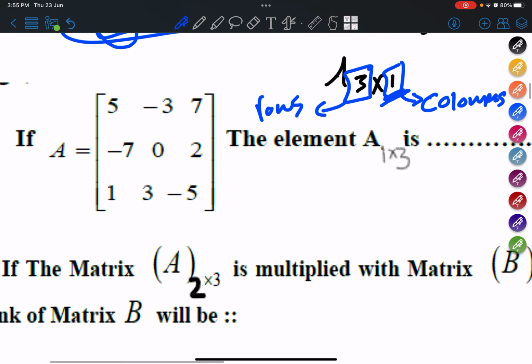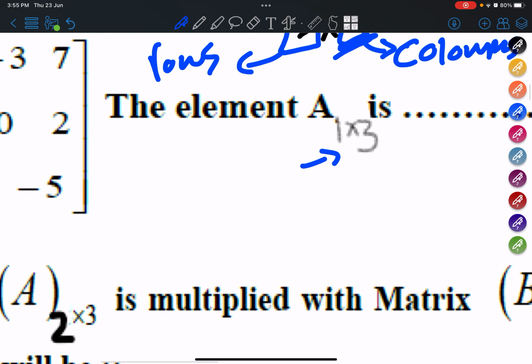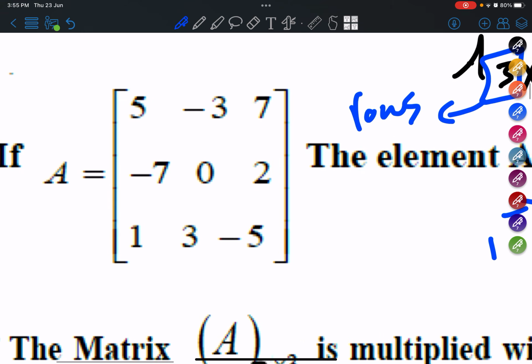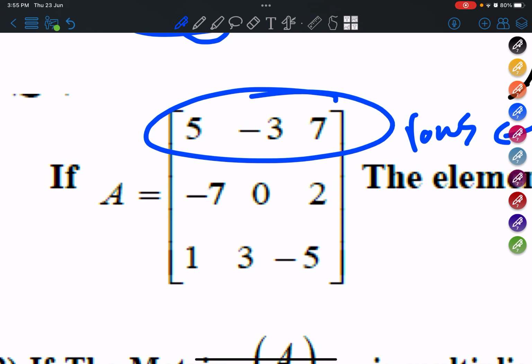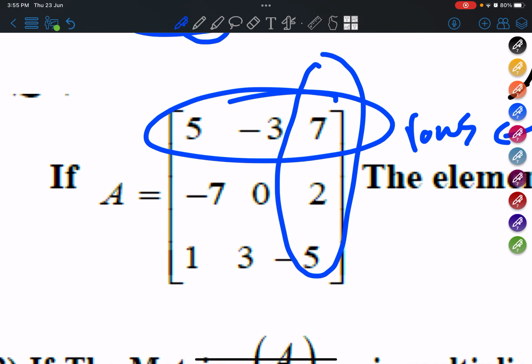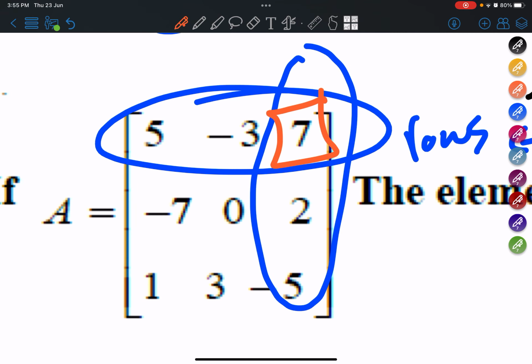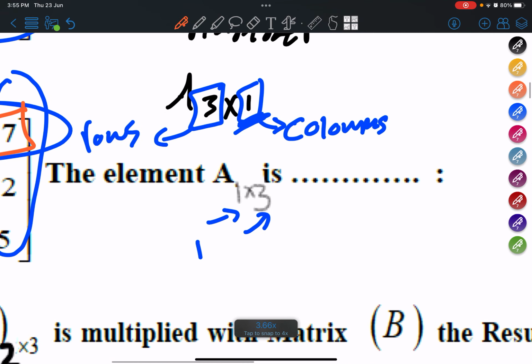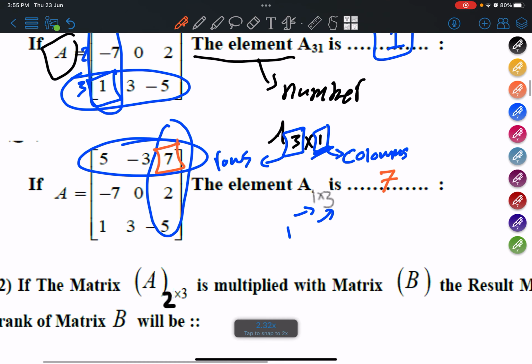We can do the same thing here. So the number of rows is 1, the number of columns is 3. So we go here, this is row 1, and this is the third column, which means that the intersection happens at element number 7. So here the answer is 7.